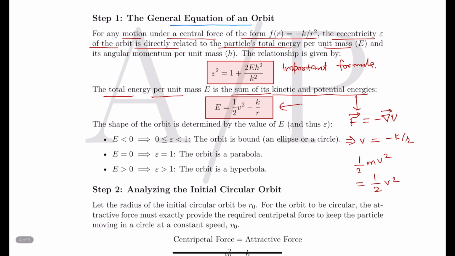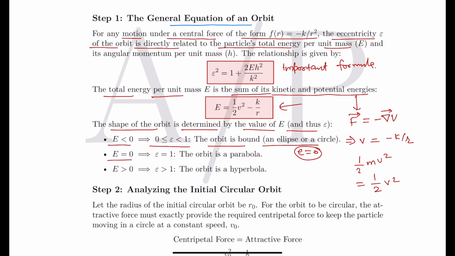Now let me tell you, if you recall from your classes, the shape of the orbit is determined by the value of E and thus the eccentricity, because eccentricity depends on the value of energy. So if energy is less than 0, then eccentricity is going to be 0 or less than 1. This orbit is bound and it is either an ellipse or a circle. It is a circle when eccentricity is 0.